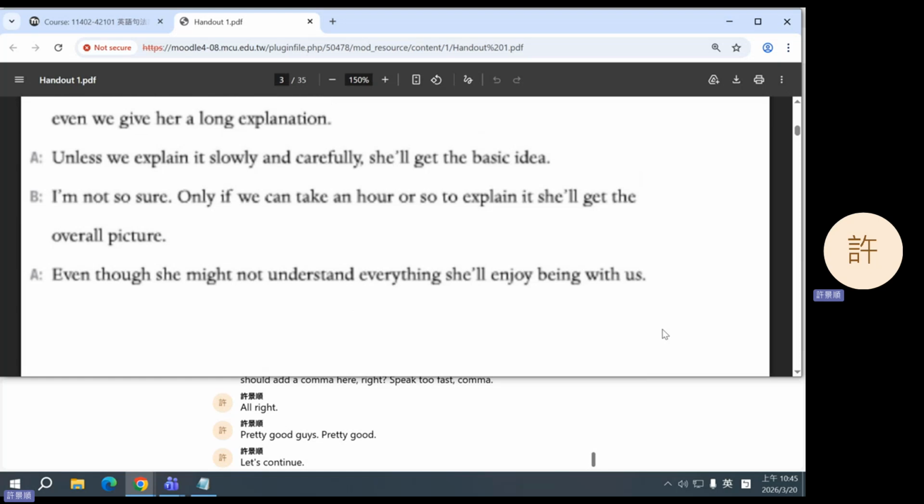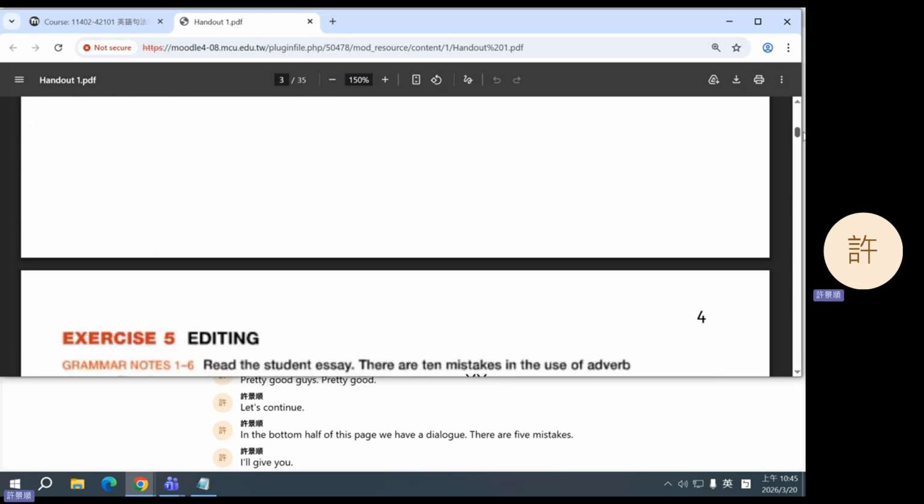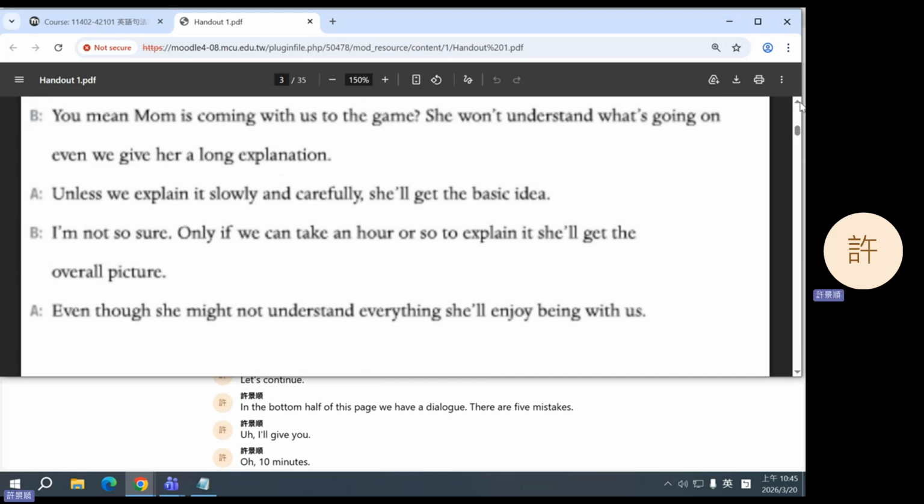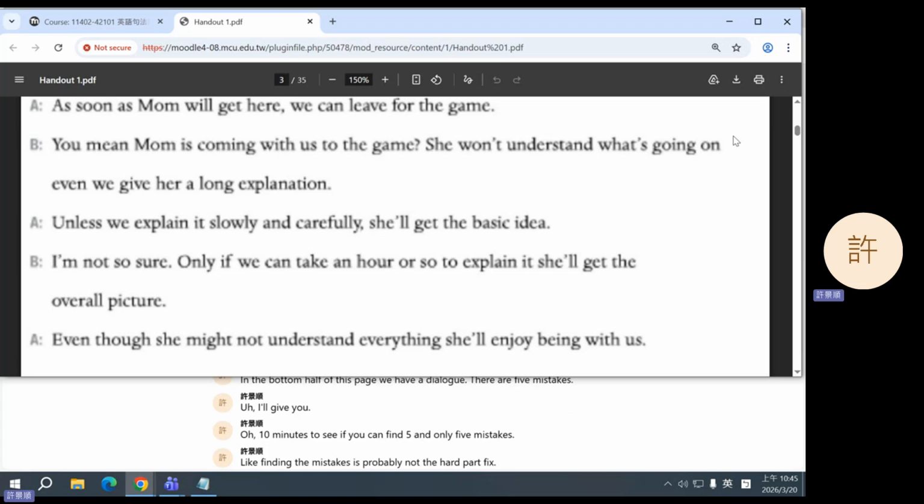In the bottom half of this page, we have a dialogue. There are 5 mistakes. I'll give you 10 minutes to see if you can find 5 and only 5 mistakes. Finding the mistakes is probably not the hard part. Fixing the mistakes is the hard part.